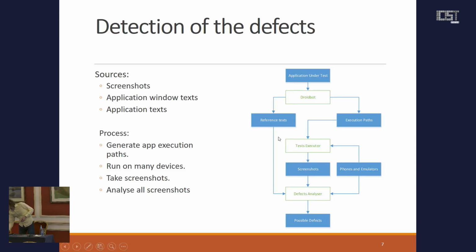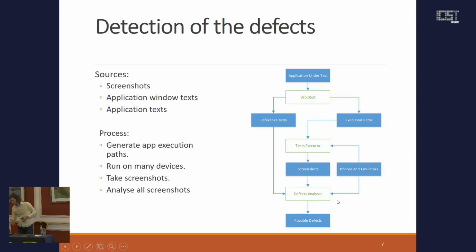Then we are also extracting the text from the application source code, because each application has a resource file that contains the messages which are supposed to be shown on the application screens, but sometimes they are not really shown. So we're extracting text from the application and also taking screenshots of the actual application.